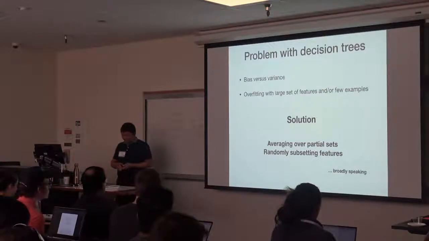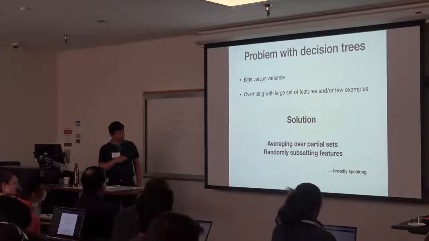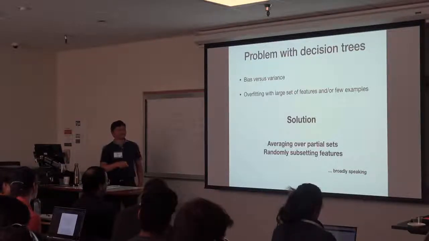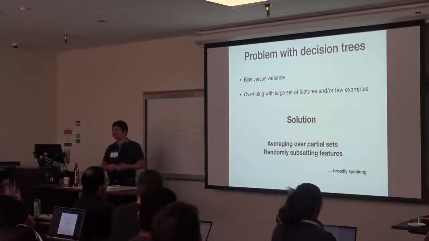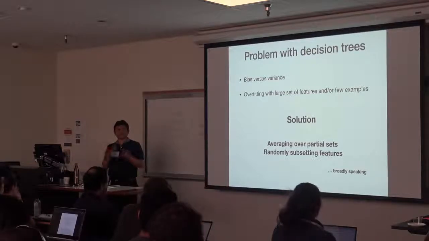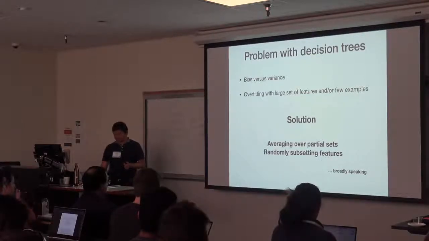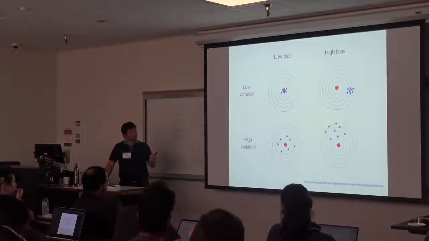So there are of course many decision trees, right? There is bias versus variance that I mentioned earlier, and overfitting becomes a very common problem very quickly with decision trees. So one of the solutions that is suggested is that you average over sets and randomly subset features. So what you can do is take all the examples and do some kind of averaging on that. So what is the bias versus variance issue, right? This can be defined using these diagrams.